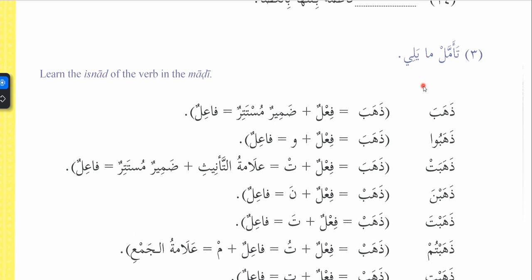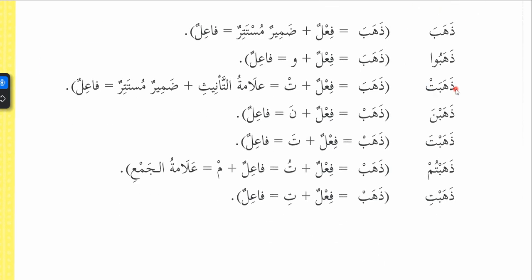So that's how you will do the attachment. Now this is simple here. It's an explanation of whatever I have explained and done. Dhahaba, fail plus damir mustatir, that takes the place of the fail. Basically all these verbs that are coming, waw al jama and the nunun niswa, the ta, the ti, the tum and tunna, these are all the damirs taking the place of the fail.